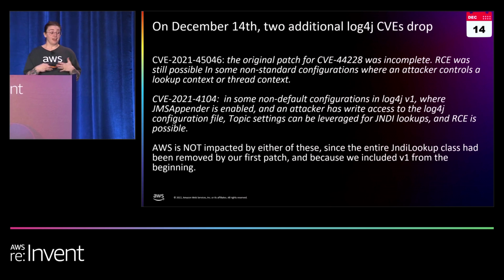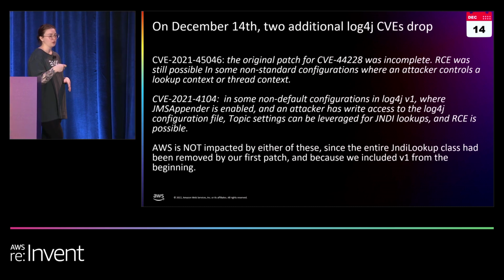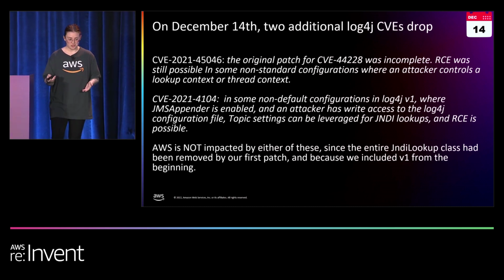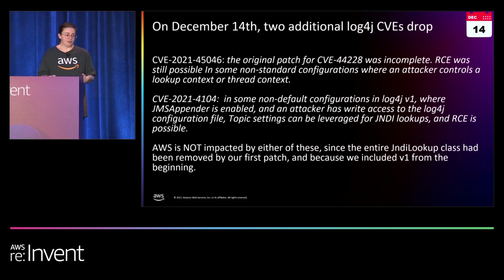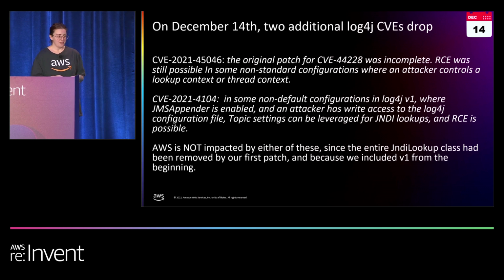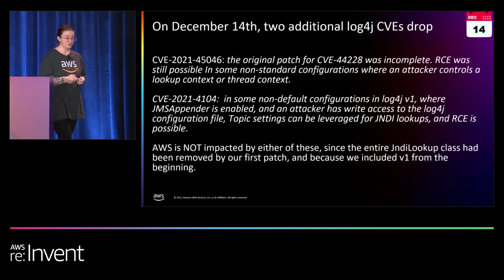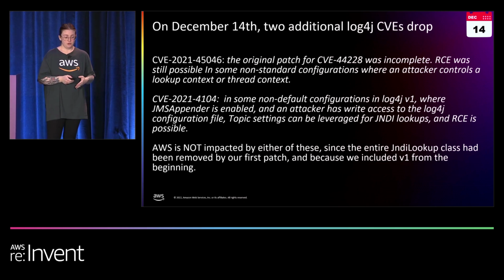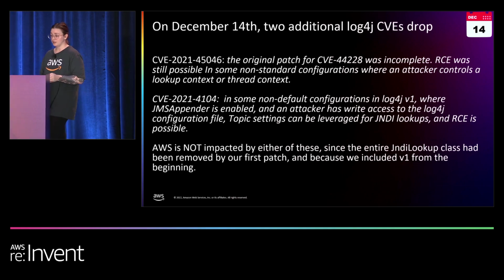And then, again, in some non-default configurations, if you were using JMS appender and someone had write access, RCE was still possible. AWS is not impacted by either of these because we blew away our friend the JNDI lookup class on day one, and because we included Log4j v1 from the beginning. This was good foreshadowing again, I thought, because by December 14th, the internet has verified for us that Log4j v1 was actually infected.